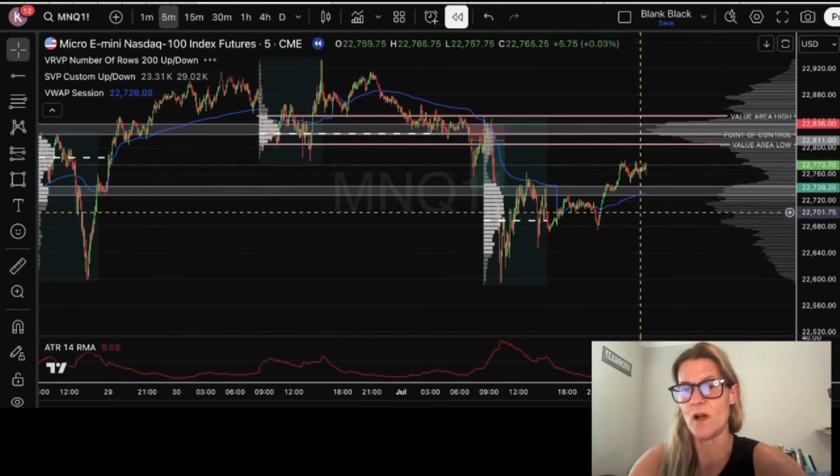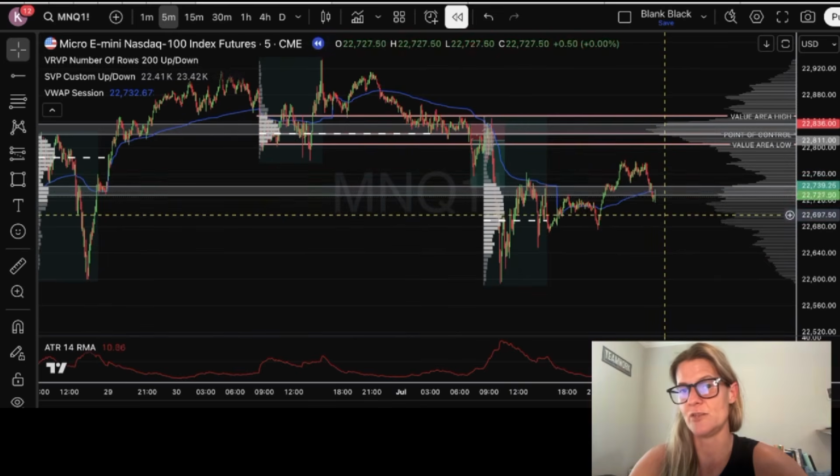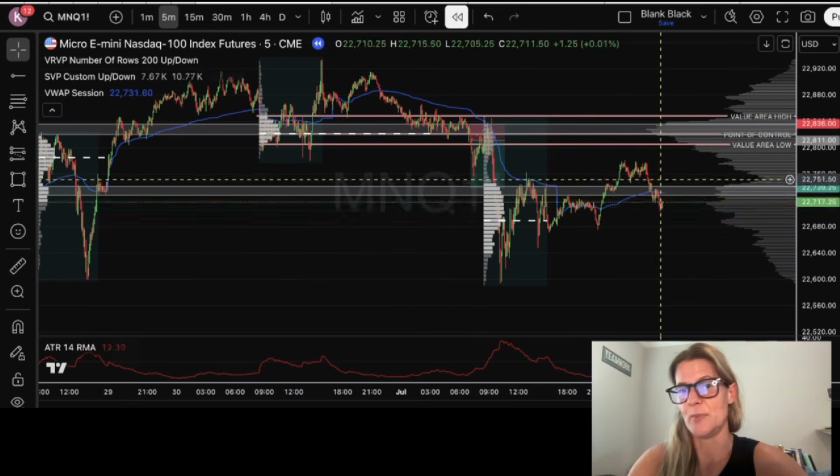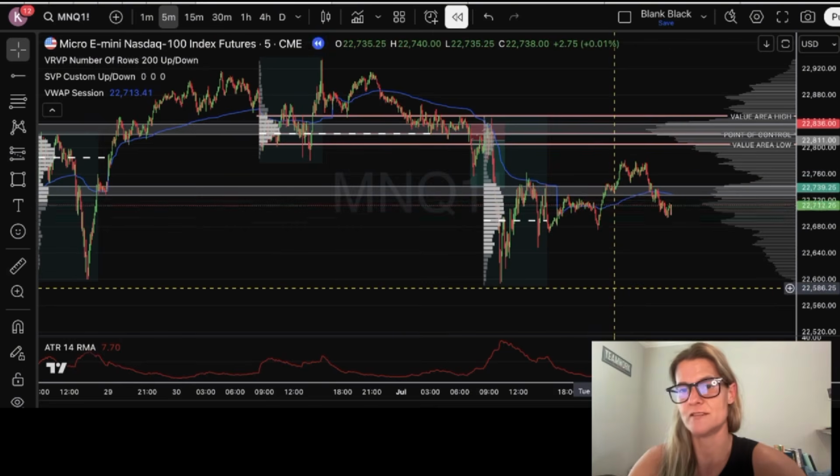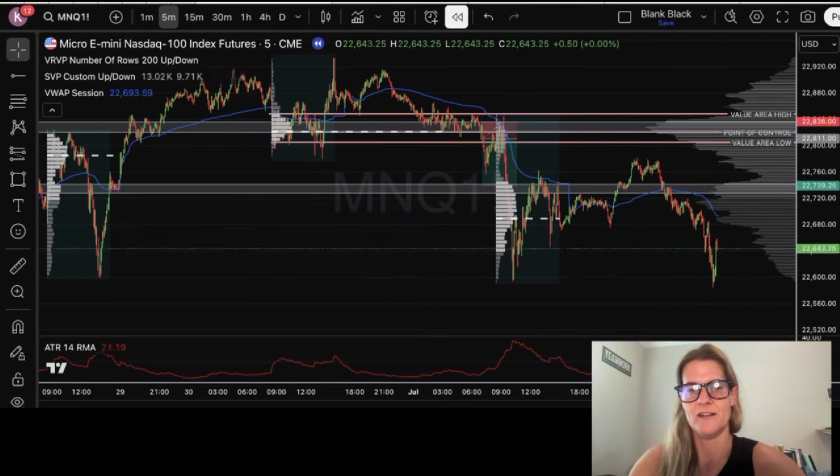It's above VWAP right now, so that could be a potential spot for longs. You got to watch where price reacts at all these levels. Now we're holding below VWAP, so shorts are the play.